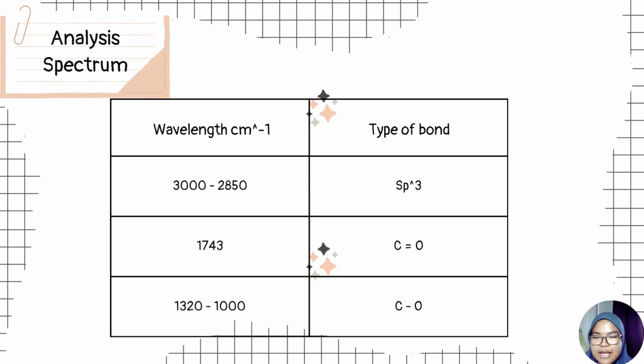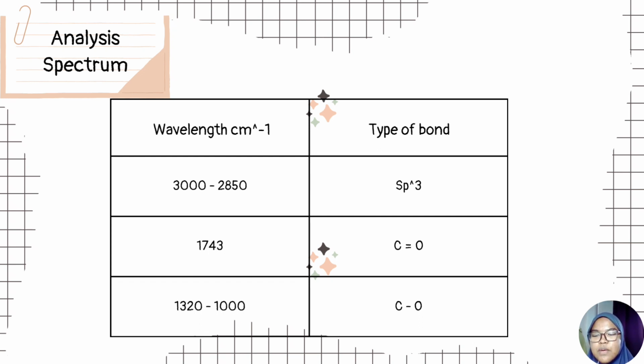According to this slide, it shows the table analysis of the FTIR spectrum. The table shows three highlighted types of bond in the spectrum. To identify the type of bond, we can refer to the IR spectrum table by frequency range. For example, at wavelength between 3000 until 2850, the type of bond that appeared was sp3.